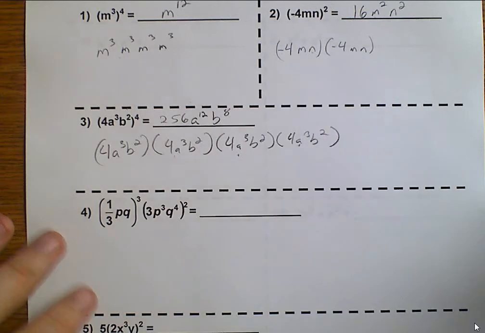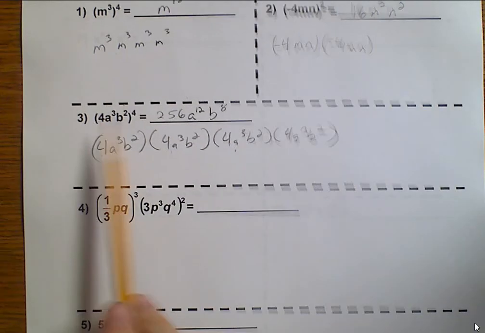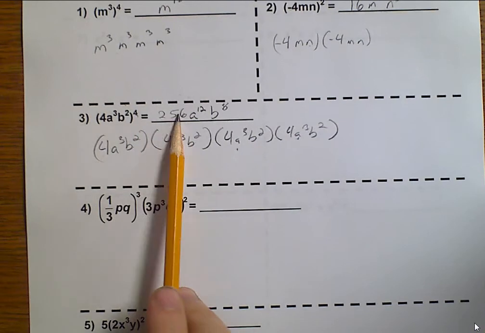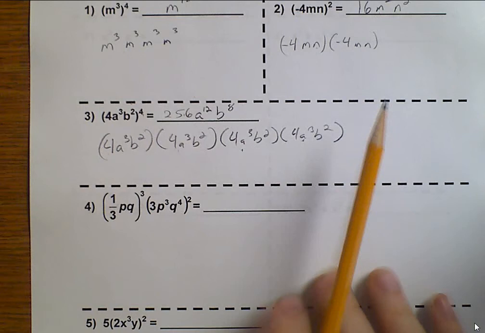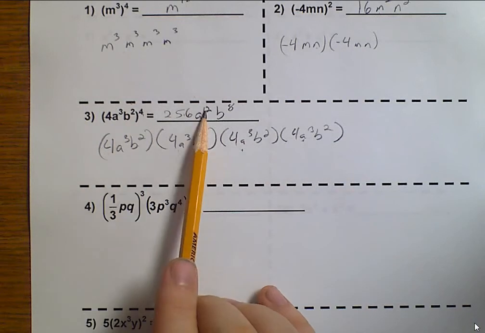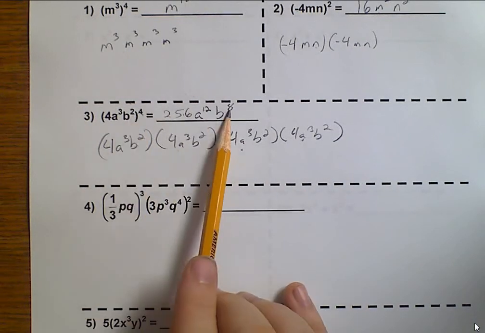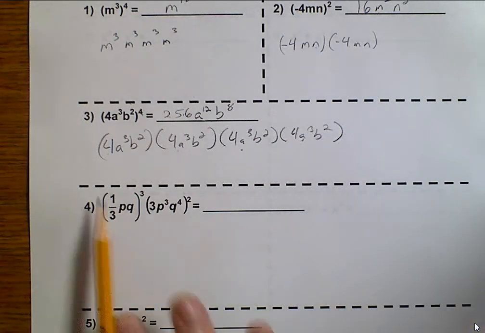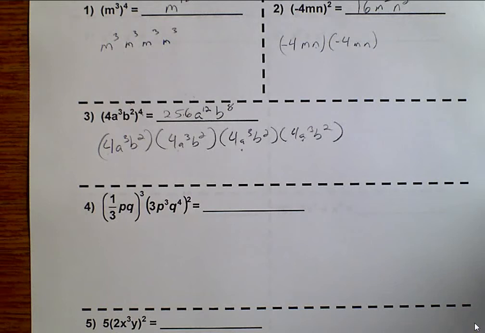Now I want you to notice something. The number I apply the exponent to, so this becomes 4 to the 4th, which makes 256. For the exponents, I multiply. 3 times 4 gave me 12, and 2 times 4 gave me 8. This is the method that I want you to use for the rest of these, because writing these out is going to start getting a little bit complicated.